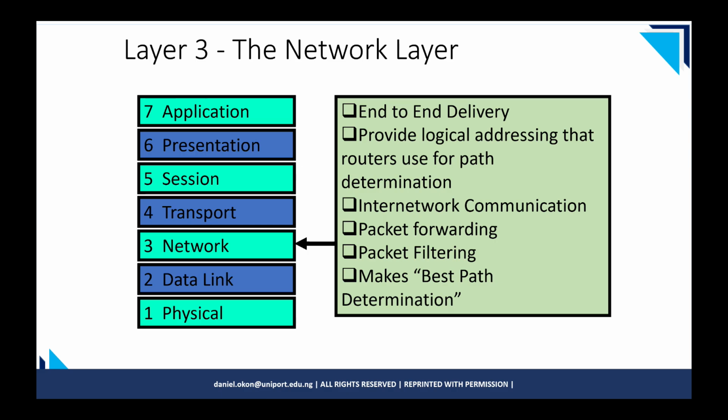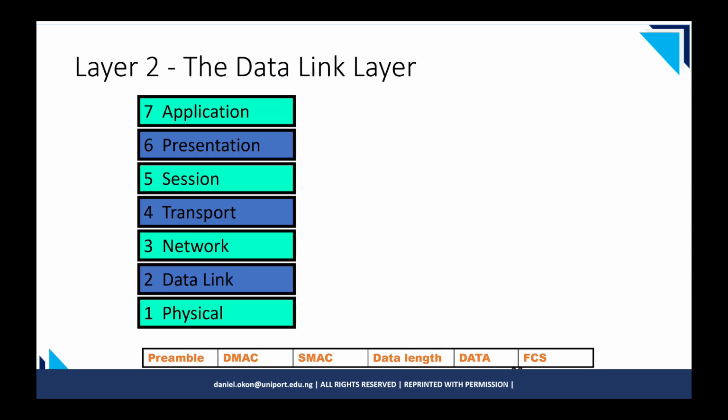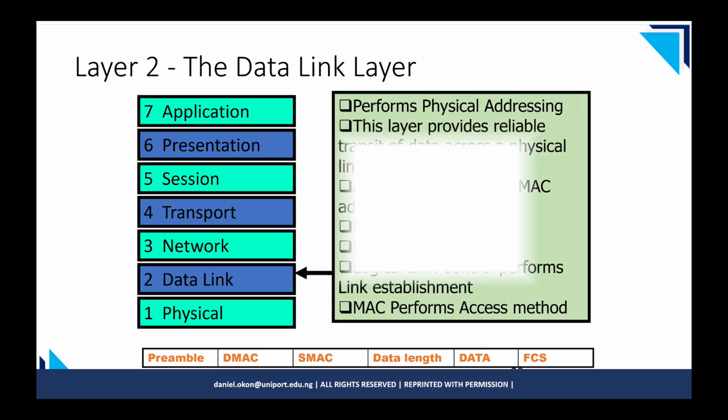That is what we call best path determination. Layer 3 is very, very important and critical. Layer 3 handles all what I have told you. It handles the decision. It handles what is called network congestion. We will explain that later on.